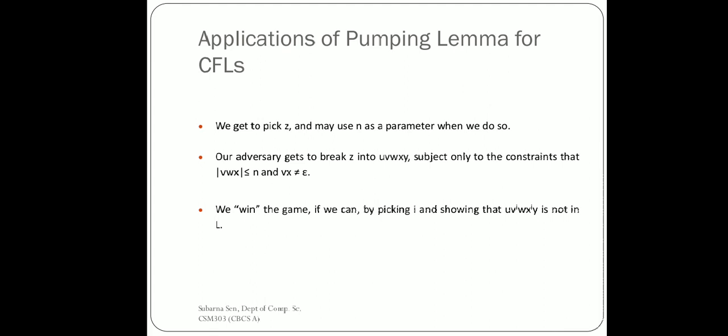We get to pick z, and we may use n as a parameter when we do so. We have already seen the statement of the pumping lemma for CFL: we pick a z and use n as a parameter. Here we break z into 5 different parts, u, v, w, x and y. We consider the middle part, vwx, to be not too long, less than or equal to n, where the size of z is at least n. So this should be the scenario. Which 2 parts are we going to pump? We are going to pump v and x, and they should not be empty. Fine.